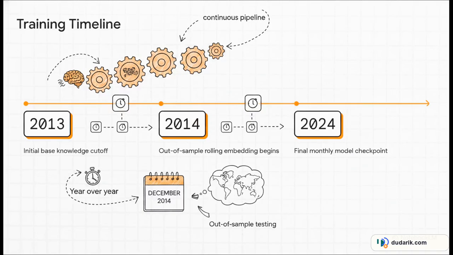What this creates is a really fascinating, continuous pipeline. They didn't just build one model. They built a rigorous sequence of rolling monthly checkpoints. Starting with a base knowledge cutoff in 2013, they rolled out a new version for every single month, all the way up to 2024. So a model stamped December 2014 literally only knows the world up to December 2014. This lets researchers do real, untainted, year-over-year out-of-sample testing.